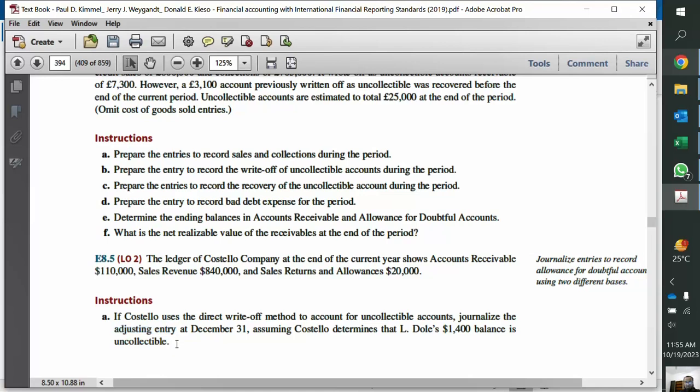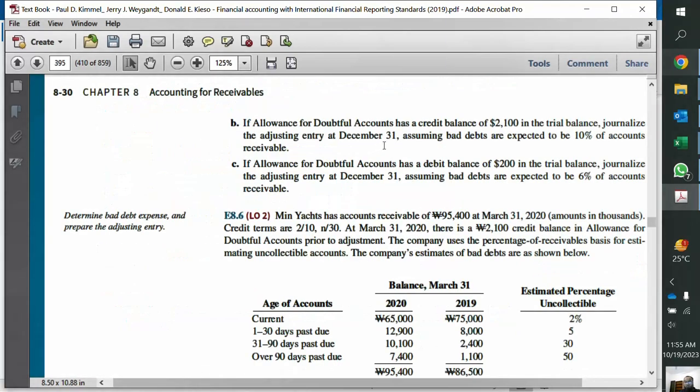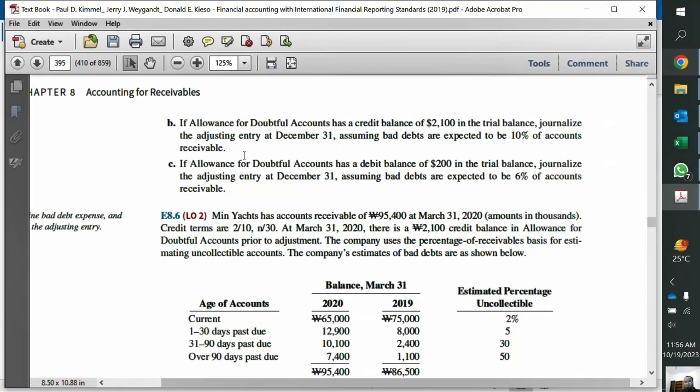It means that rather than making an entry at the time the customer is defaulting, at the end of the period they review all the customers and come up with the customer who is not going to pay, so we have to write it off under the direct write-off method. So recall the second video, the direct write-off method: simply bad debt expense debit, account receivable credit, no allowance account. If allowance for doubtful accounts has a credit balance of 2,100 in the trial balance, generalize the adjusting entry at December 31, assuming bad debts are expected to be 10% of account receivable.